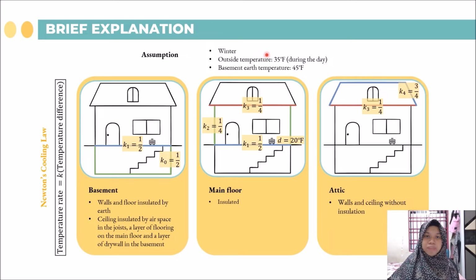Assume that it is winter and the outside and basement temperatures are as stated here, and we apply Newton's cooling law on the boundaries between the house parts and their surroundings. So to get the rate of temperature change in the basement, we need the cooling constants on these two boundaries multiplied by the temperature difference. And the same goes for the main floor and the attic, except that the main floor has an additional amount of heat provided by the heater. And after we put all the differential equations together, we get the complete system equation as shown in the previous slide.